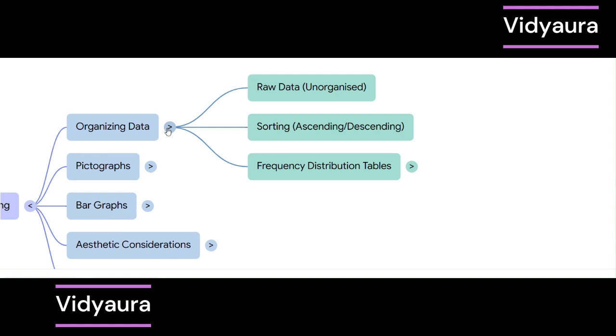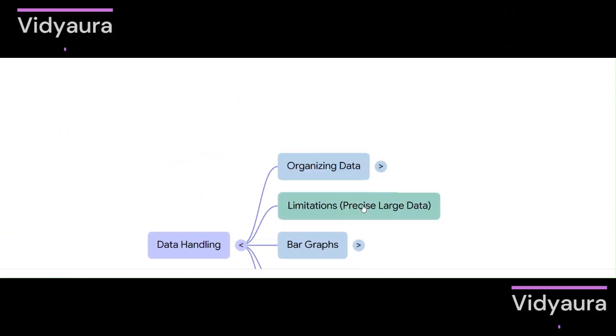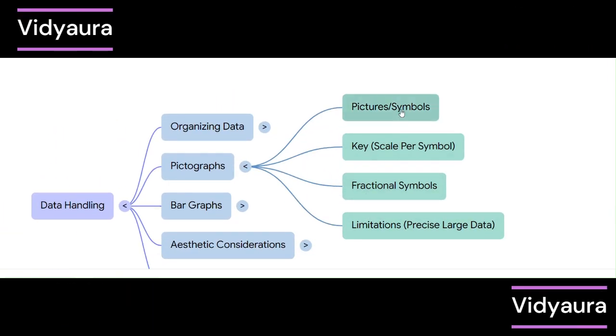Now let's get visual. Pictographs use pictures or symbols to represent data. It's the most fun way to see information. The secret ingredient here is the key. If one apple icon equals 10 apples, that's your scale per symbol. Sometimes we use fractional symbols, like half an apple, to show a partial value.